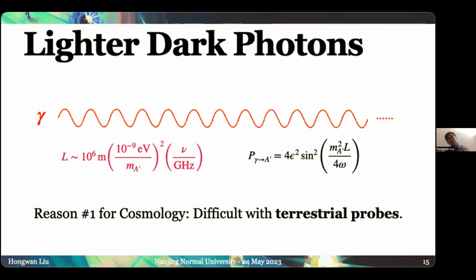But of course, once you start thinking about such long length scales, your mind should be thinking about astrophysical or cosmological probes. And so this is the first reason why light dark photons, especially things like 10 to the minus 9 eV and below, are best probed by cosmology and not by terrestrial probes.